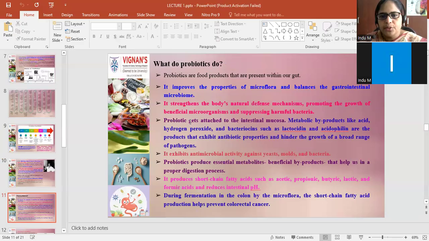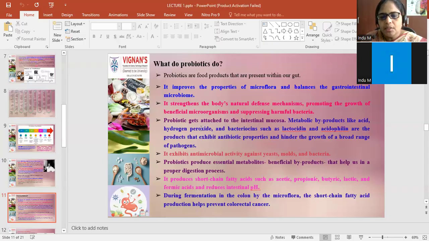Generally, what do probiotics do? Probiotics are food products which, when consumed by humans or other animals, improve the properties of the microflora and balance the gastrointestinal microbiome. The beneficial bacteria stay in the gut system and improve the health of the host. It strengthens the body's natural defense mechanism by promoting beneficial bacteria and suppressing pathogenic organisms or harmful bacteria inside the gut system.